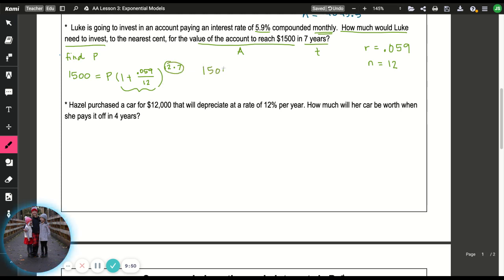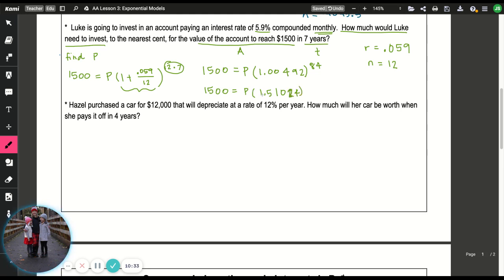So 1,500 equals the principal times this part in the parentheses, that 1 plus, which is 1.00492. And then 12 times 7 is 84. So since I'm trying to solve for P, I'm actually going to multiply this out, use my calculator to evaluate this, and then I will have to divide both sides by that. So in my calculator using this, I get 1.51022.